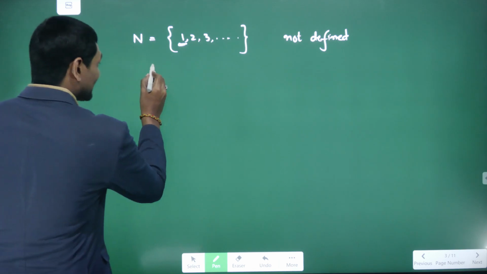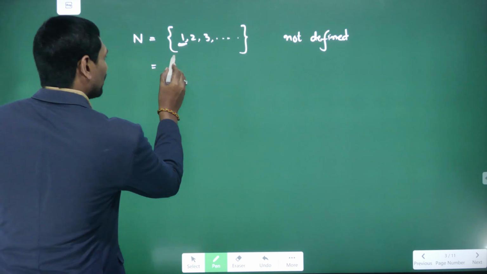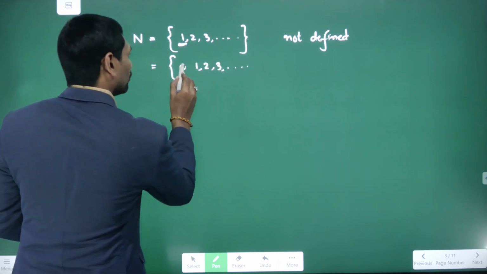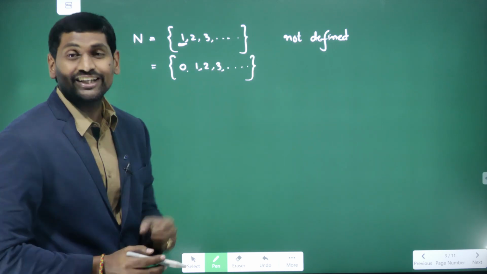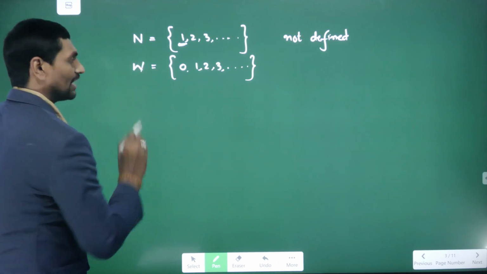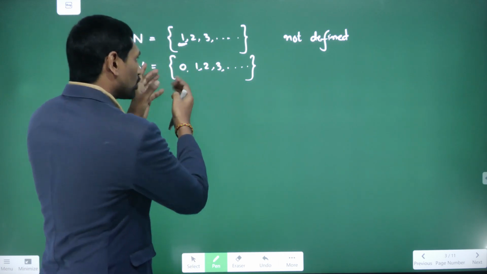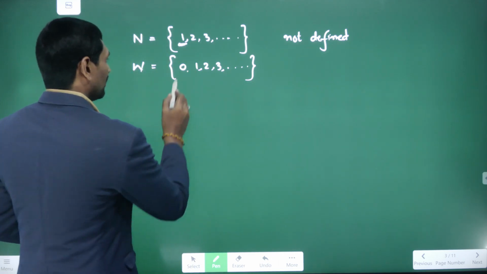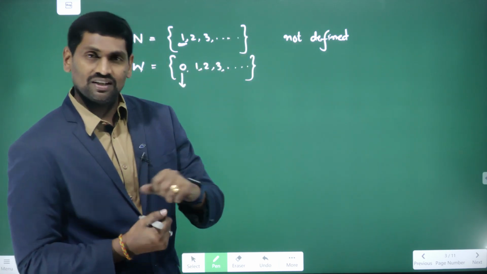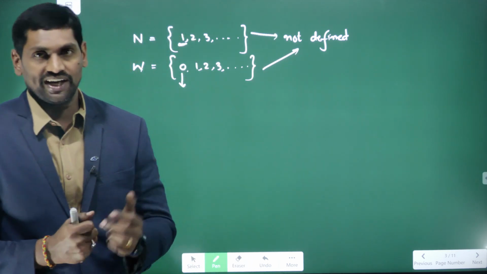The next set of numbers is whole numbers. Whole numbers means the natural numbers including 0. The natural numbers including 0 are called whole numbers. These are represented with the capital letter W. Now, what is the smallest whole number? 0 is the smallest whole number, and for the largest whole number, same result: it cannot be determined, or is not defined.